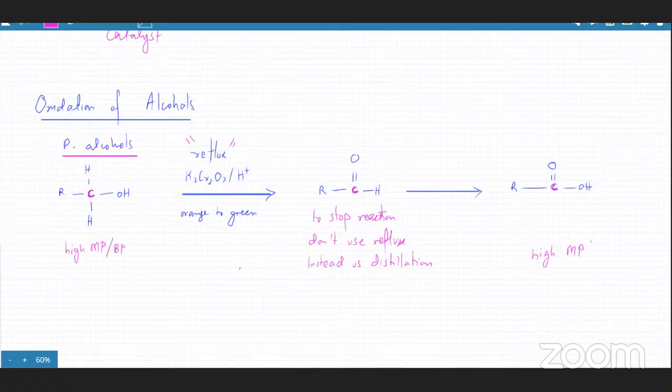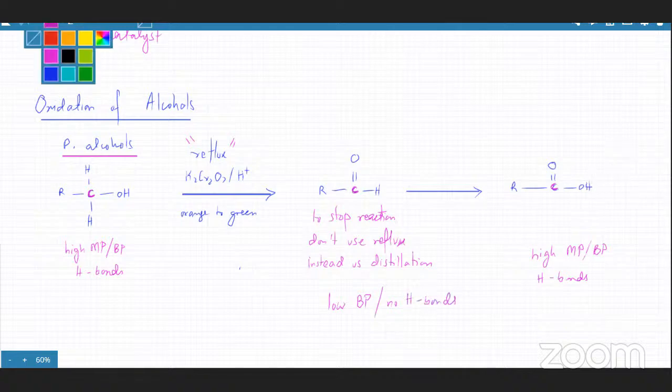You can be asked about this as well. Why? Because they can form hydrogen bonds. Now, if you want to stop the reaction at an aldehyde, this has low boiling points because it can't form hydrogen bonds. I mean, there is no OH group.